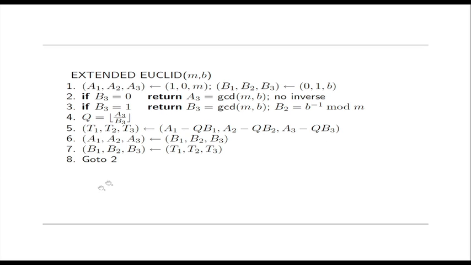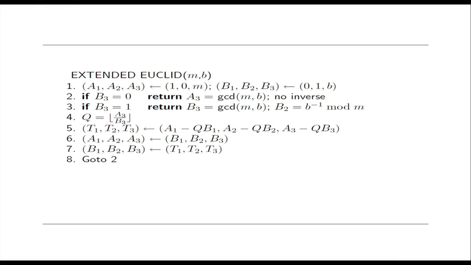We are computing T1 = A1 minus Q into B1, T2 = A2 minus Q into B2, T3 = A3 minus Q into B3, and then we copy B1, B2, B3 into A1, A2, A3, and B1, B2, B3 are now replaced by T1, T2, T3, the new values of the temporary variables. Then again we go to step 2. Until B3 becomes 0 or 1, we continue this loop. Okay. This is the pseudo code for finding the GCD.